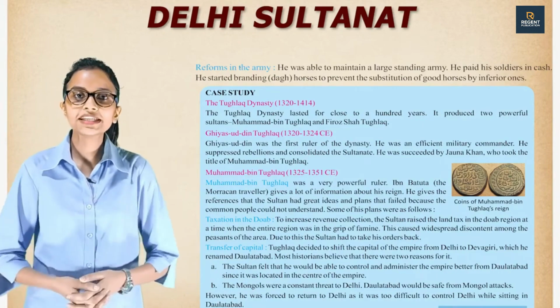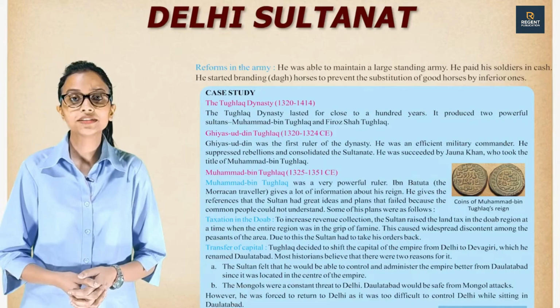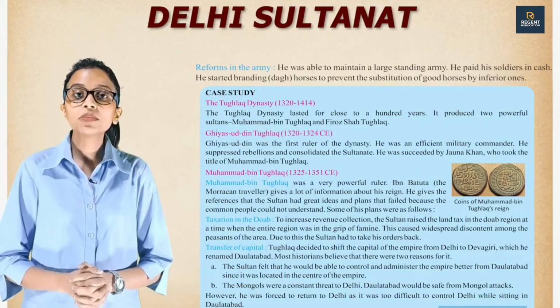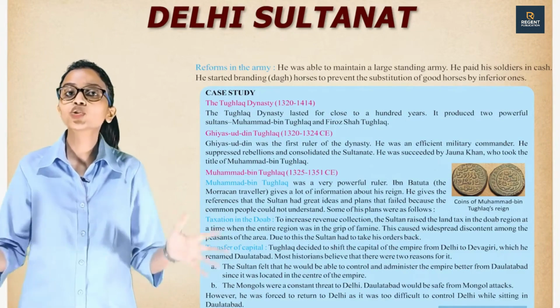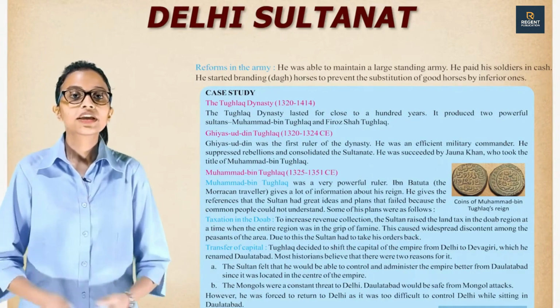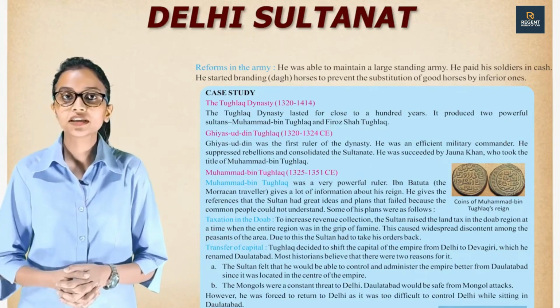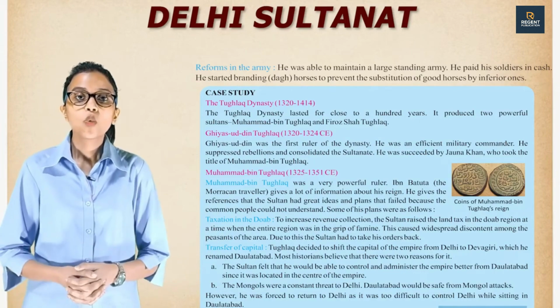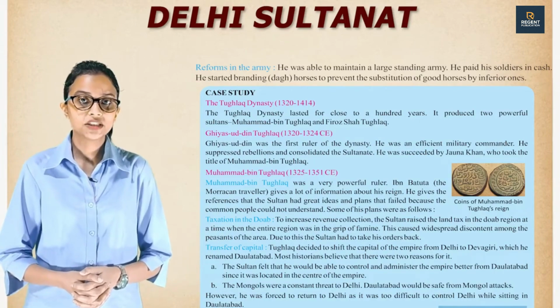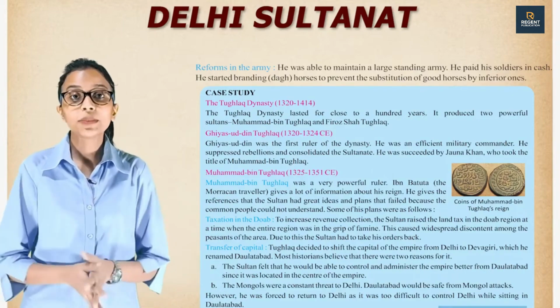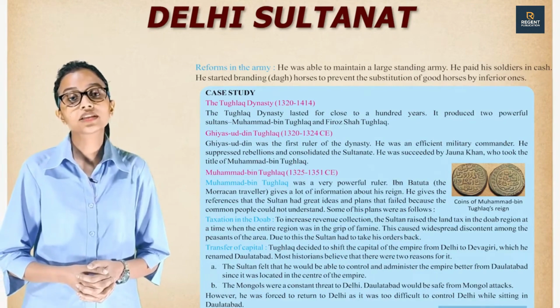The Tughlaq dynasty lasted for close to 100 years. It produced two powerful sultans, Muhammad bin Tughlaq and Firoz Shah Tughlaq. Ghiyasuddin Tughlaq, 1320 to 1324 CE. Ghiyasuddin Tughlaq was the first ruler of the dynasty. He was an efficient military commander. He suppressed rebellions and consolidated the Sultanate.